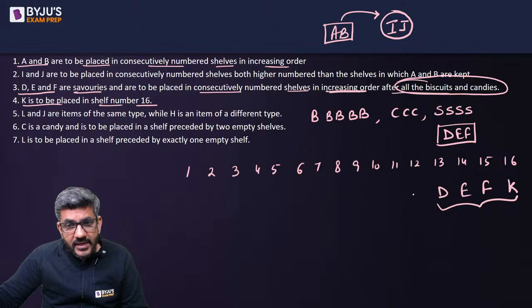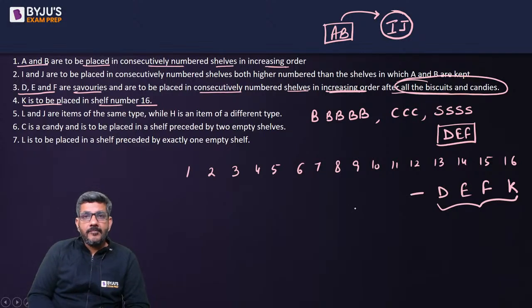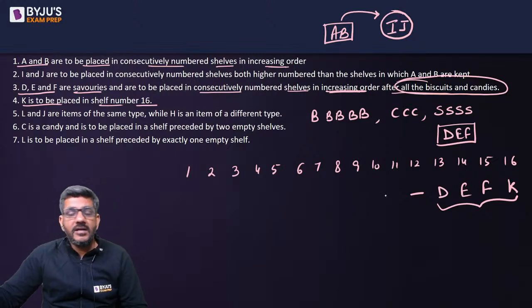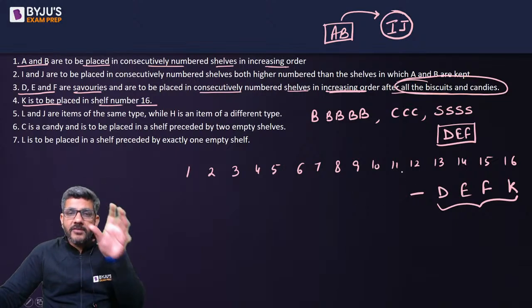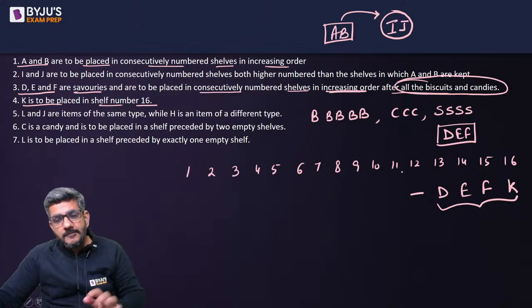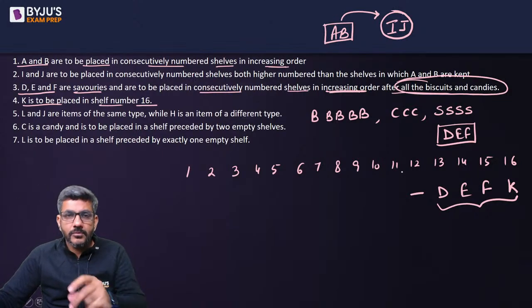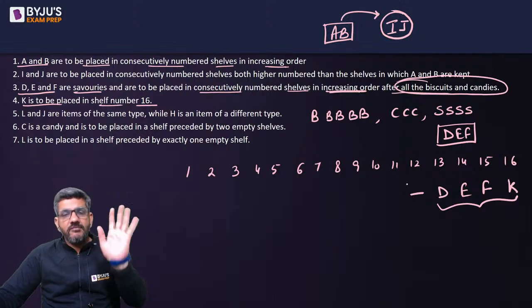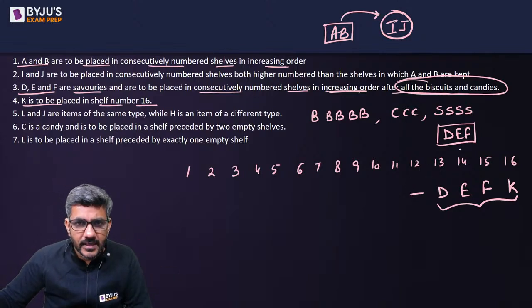This directly means 12 must be empty. There is a possibility 11 is also empty, but 12 is definitely empty according to this, because between any two types he says at least one empty shelf is also there. So before DEFK, one empty shelf will definitely come. That means 12 must be empty. About 11, we don't know.